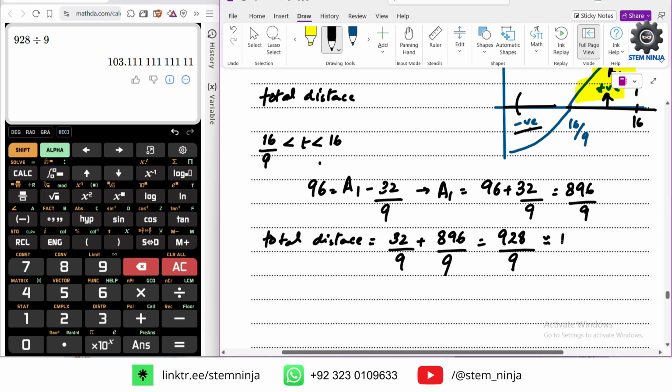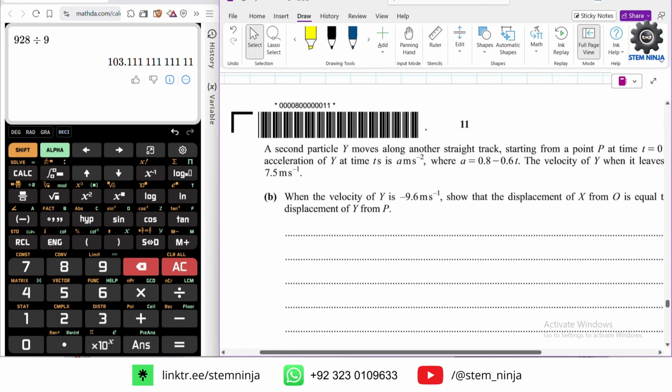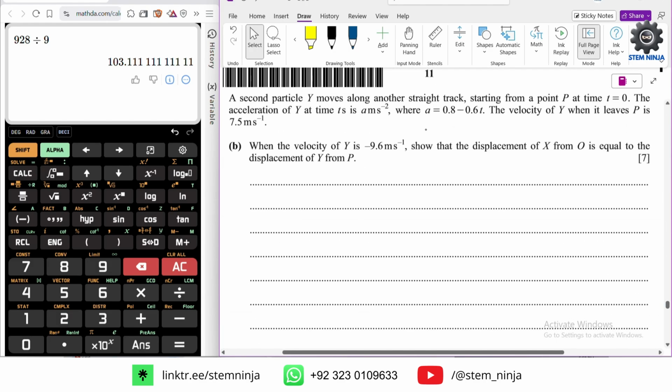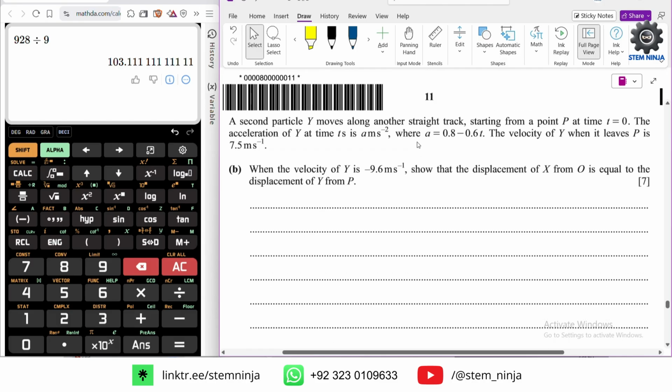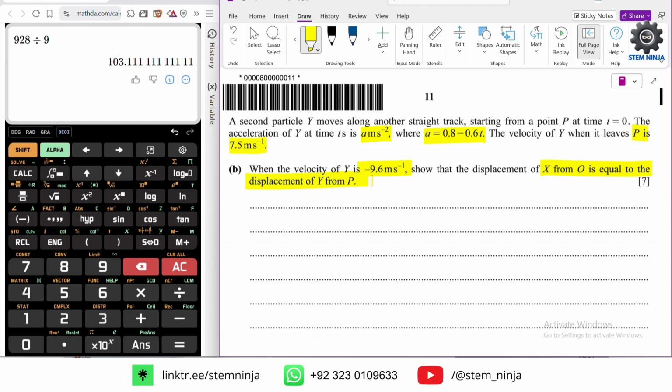Yeah, okay. So 103 meters. Okay, that's it. And right. The second particle y moves along another straight track starting from a point P at time t is equal to 0. The acceleration of y at time t seconds is a meters, where a is this. The velocity of y when it leaves P is 7.5 meters per second. When the velocity of y is minus 9.6 meters per second, show that the displacement of x from O is equal to the displacement of y from P.